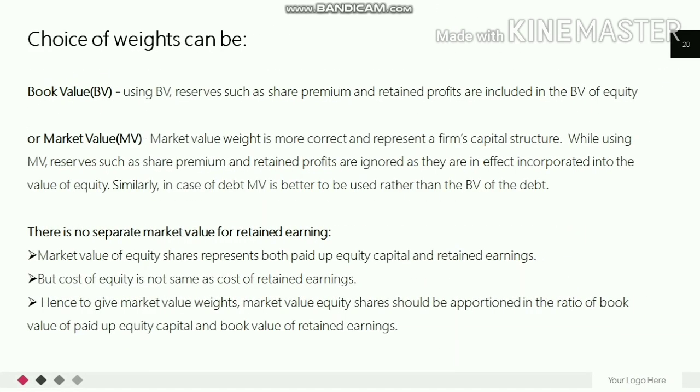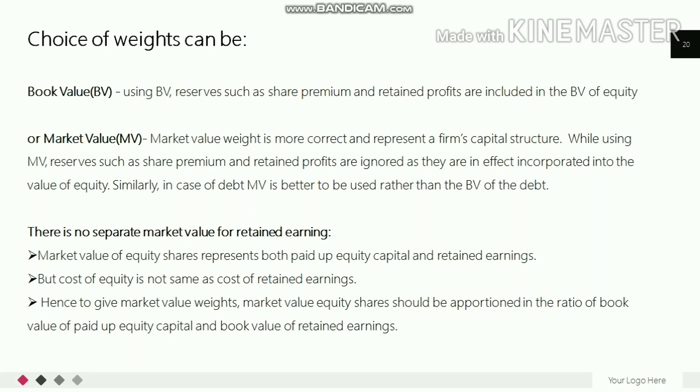Now there is another concept regarding the weights which we have to use in the calculation of the WACC. So book value and market value are the two choices. If we are choosing book value, basically it will reflect all the share premium and reserves and retained earnings in the book value of equity. And if we are choosing market value, the weight is more correct and represents the firm's capital structure. While using market value, reserves such as share premium and retained profit are ignored as they are in effect incorporated into the value of equity.